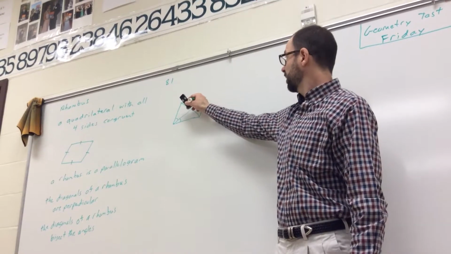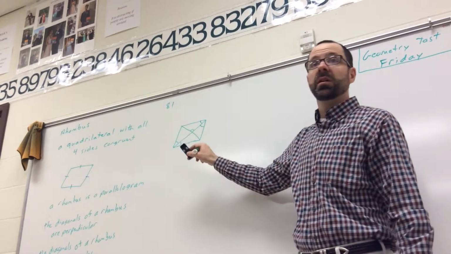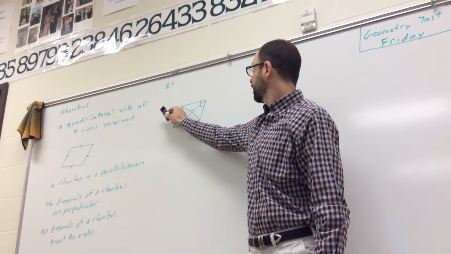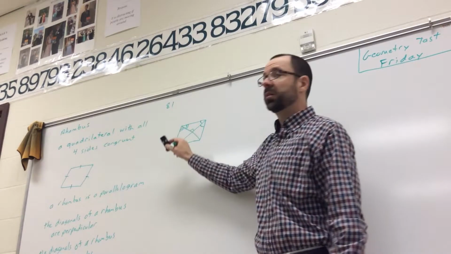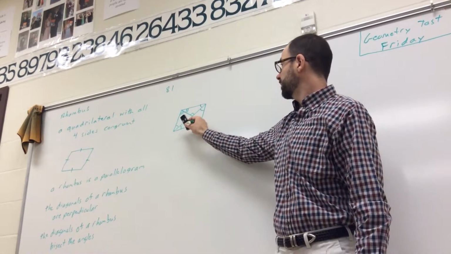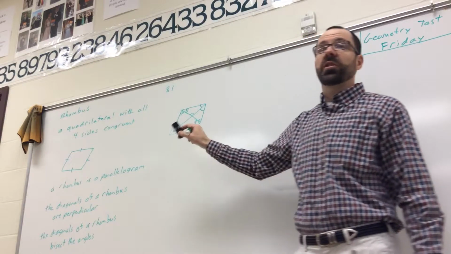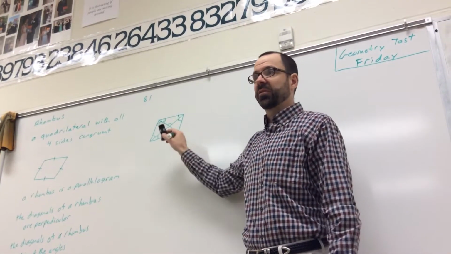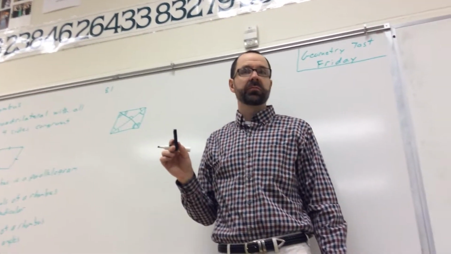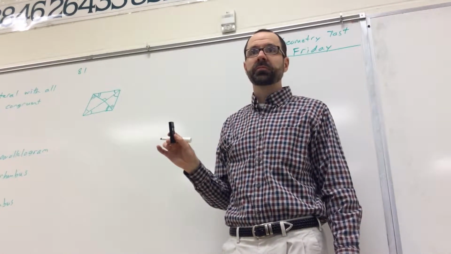And same thing up here. These are going to be equal. Same thing over here. These are going to be equal. And same thing down here. These are going to be equal. So on a rhombus, the diagonals cut the angles in half. That doesn't happen on other figures.